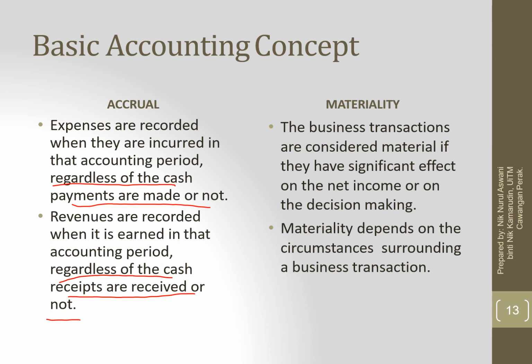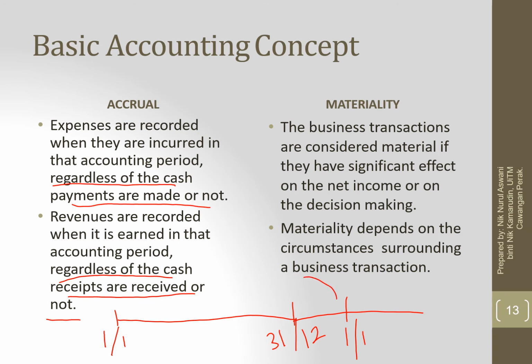Let's say for example, you open your business on 1st January every year and you close the business on 31st December. Alright? So let's say, for example, the electricity bill for December is only to be received in January next year. But because that electricity bill is for the electricity that we use for the month of December, we have to adjust our financial statement and include the amount of that electricity bill.